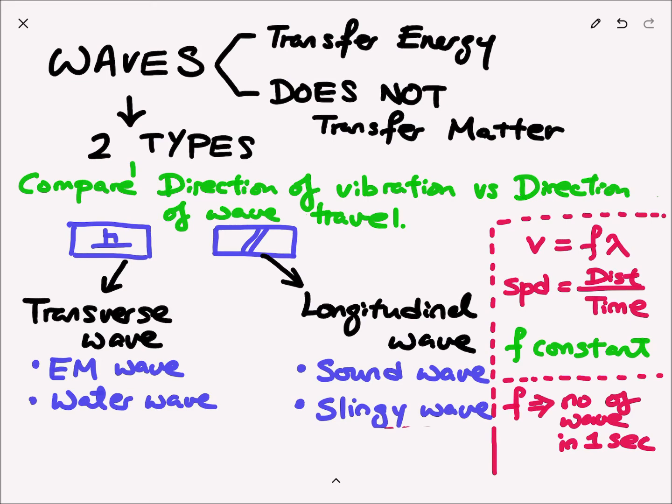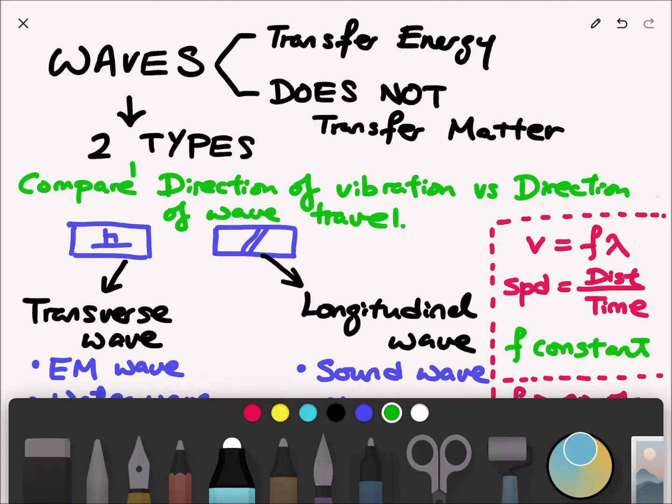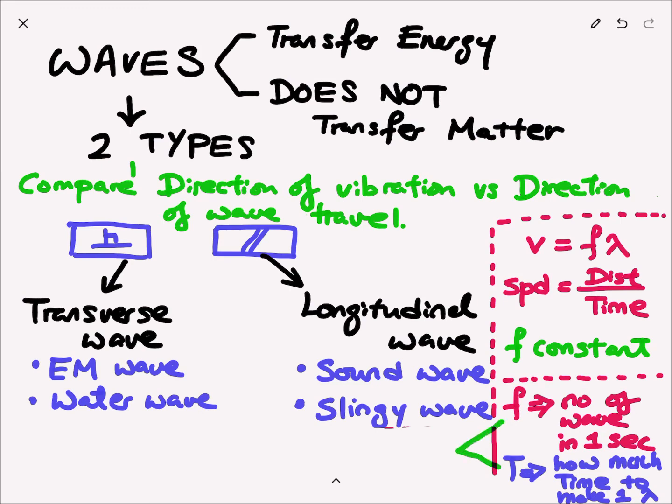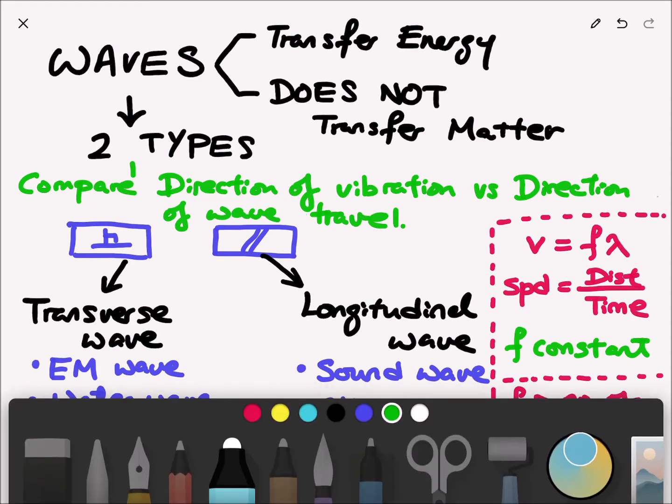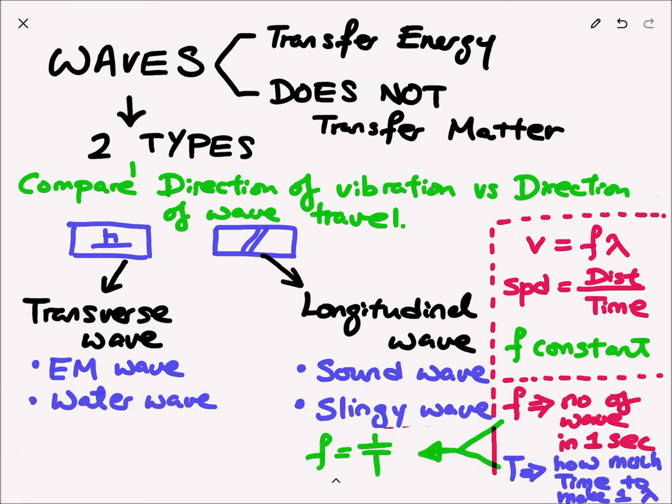And then you have another formula that tells you the period. So what is the period? The period basically is how much time you need to make one wave. Okay, so because of the definition, these two parameters, frequency and period, have this mathematical relationship, f equals 1 over T.